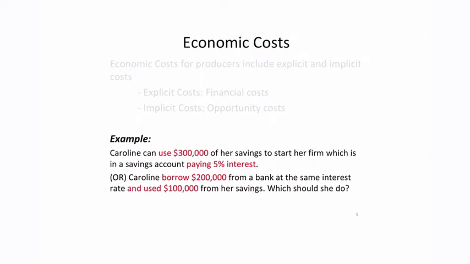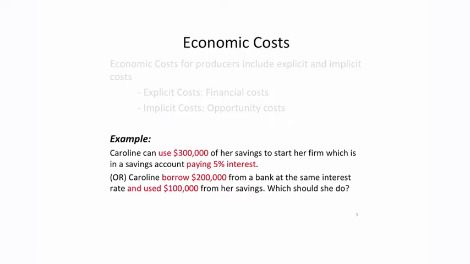Let's look at an example to explore this in greater detail. Let's say that our friend Caroline can use $3,000 of her savings to start her firm, which is in a savings account that is paying her 5% interest. Now, Caroline needs $300,000 to start her new business. So she can take that money straight from her savings, but that savings account is paying her 5%. On the other hand, Caroline can borrow $200,000 from her bank at the same interest rate and use $100,000 from her savings. The question is, what should she do?